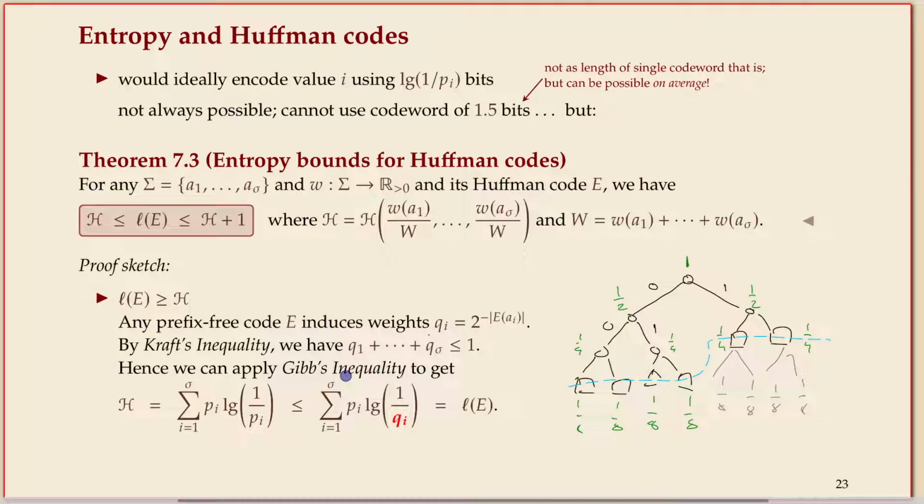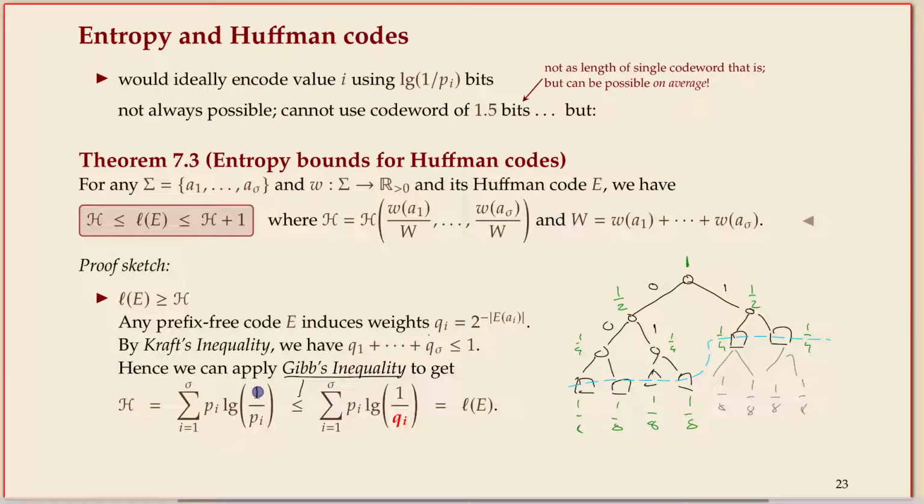Then there's another inequality, Gibbs inequality, that applies here. So this part is Gibbs inequality. I don't want to prove it, but it's a standard result in probability theory. So let's just use that as a black box. It says when you have something that sums up to at most 1, then you can replace in the entropy formula the p's here by the q's there. That's Gibbs lemma, Gibbs inequality.